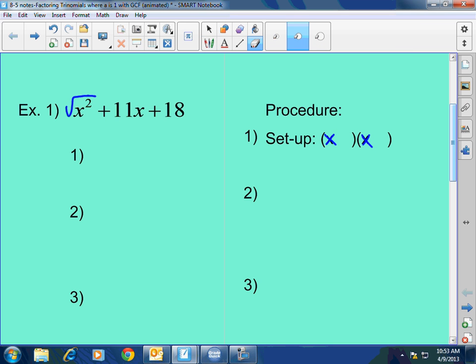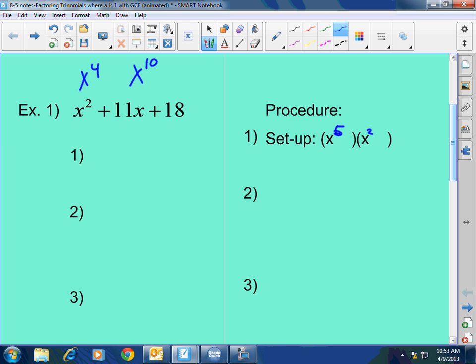Now, why is that important? Let's just say for giggles that it was x to the 4th. Then I would have x squared, x squared. If it was x to the 10th, then I'd have x to the 5th, x to the 5th. If I had x to the 20th, then it'd be x to the 10th, x to the 10th. So whatever the leading degree is, just basically divide that by 2. Put one of the values here and the other value there.